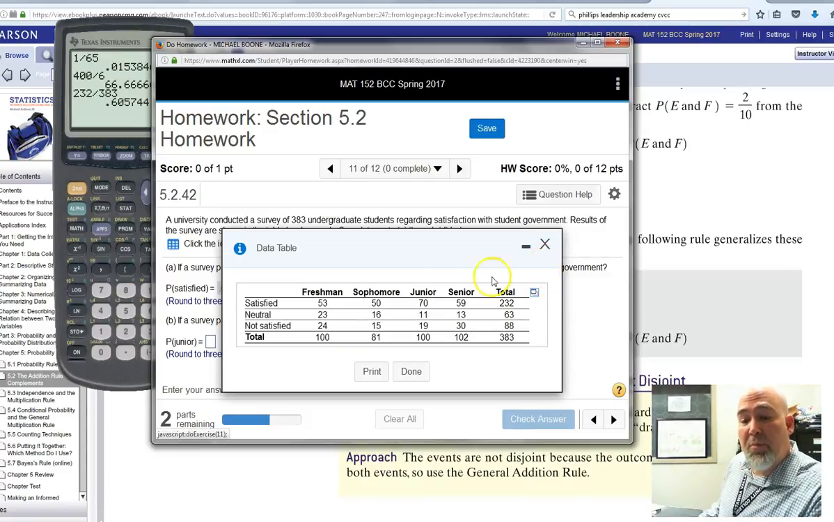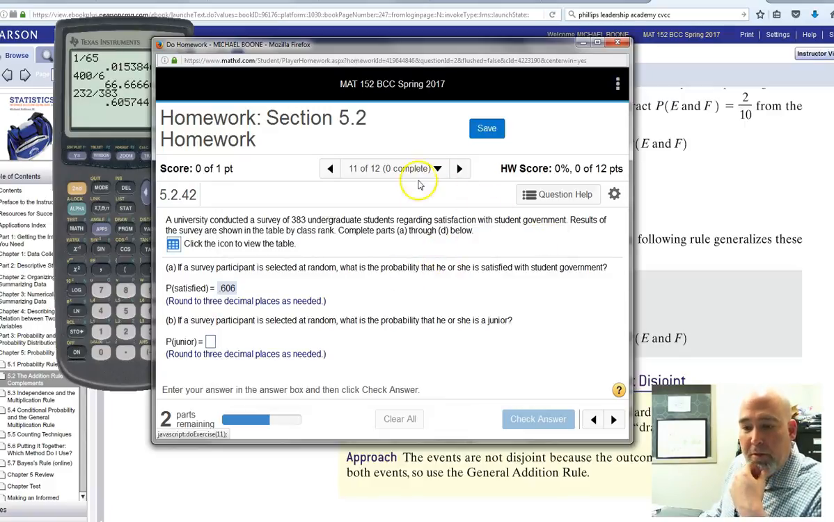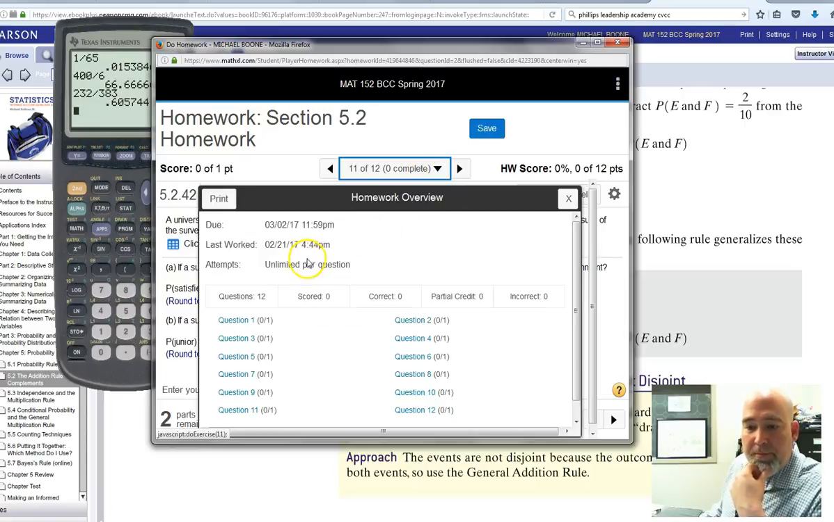Could someone be a junior who is also satisfied? And the answer is yes. We have 70 juniors that are satisfied. So if I said, what's the probability of randomly picking a junior or someone who is satisfied, I wouldn't just say I have 232 and this 100, because I've added that 70 twice. That would be my overlap. So a great way to read that table.